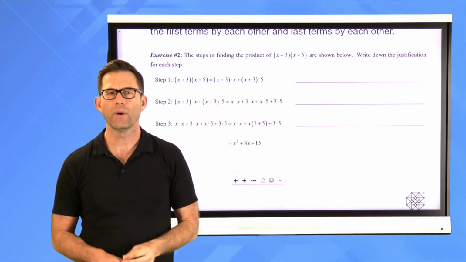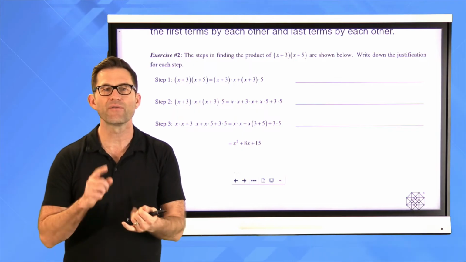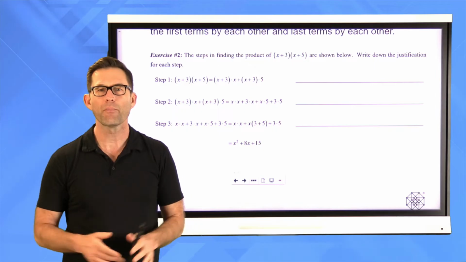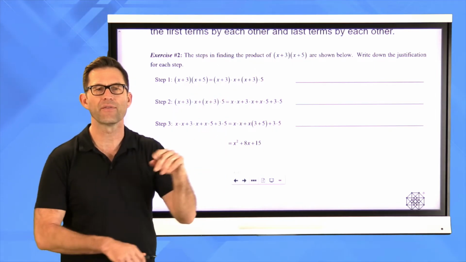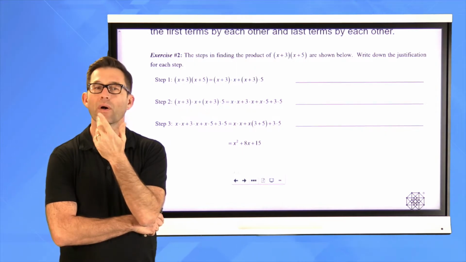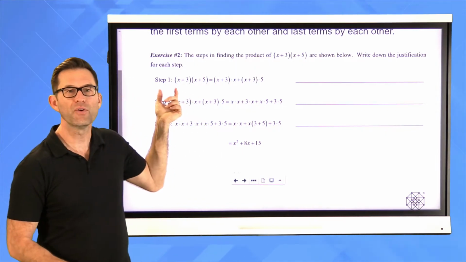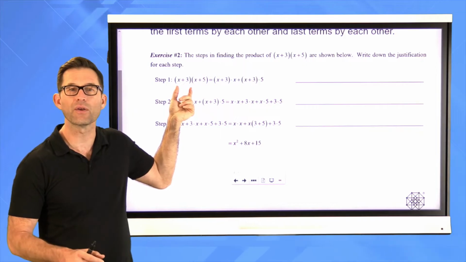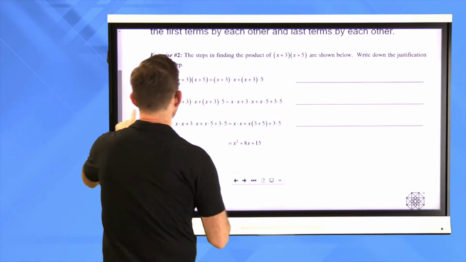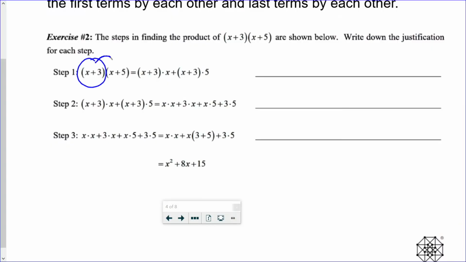So what property, right? We've got associative, commutative, distributive. We've also got an exponent property. What property justifies that? Think about that for a moment. Well, it's the distributive property, right? All I'm doing is I'm looking at x plus 3 as a single thing, and I'm distributing it through. I'm taking my x plus 3, and I'm saying, well, let me multiply it by x, and let me multiply it by 5. So that's just the distributive property.